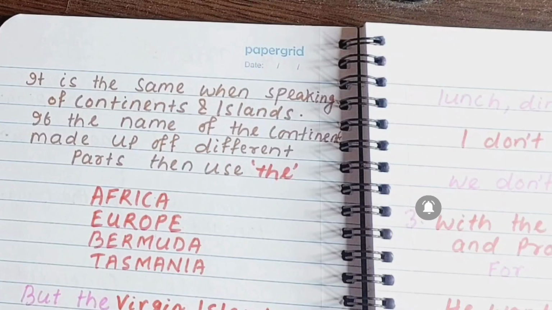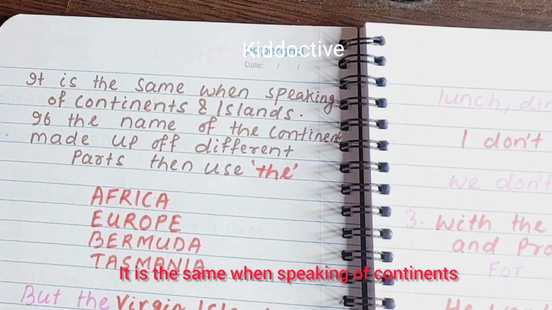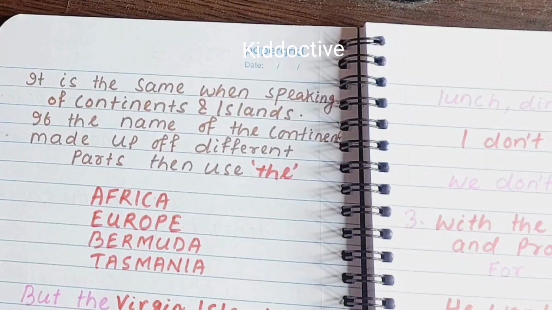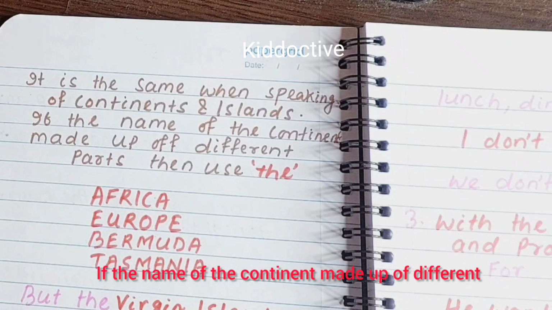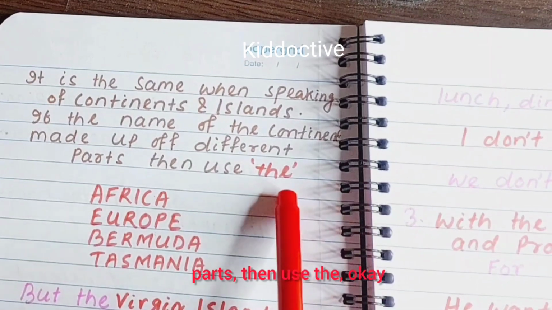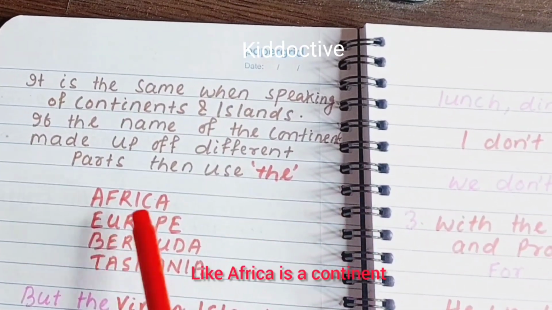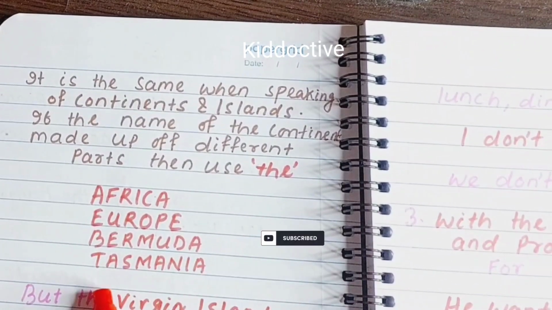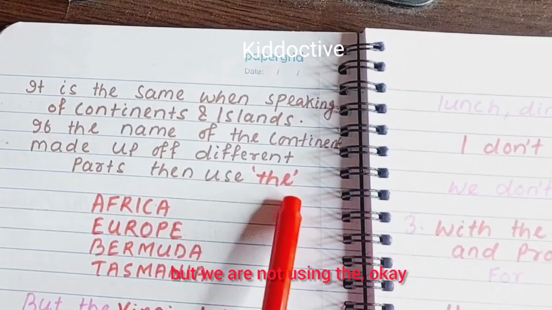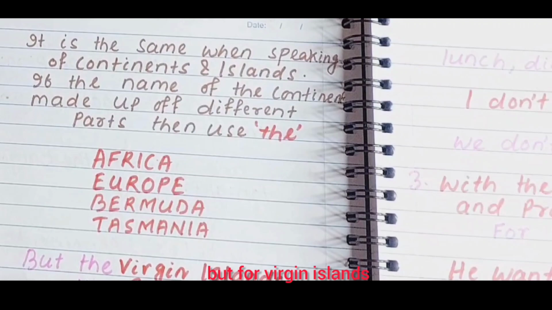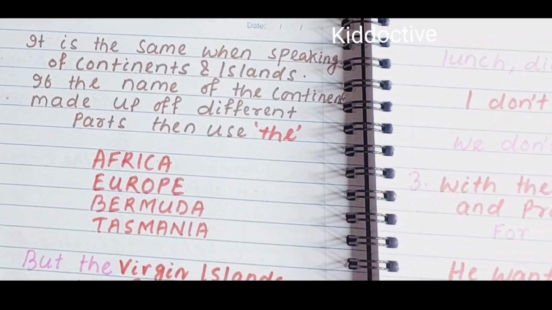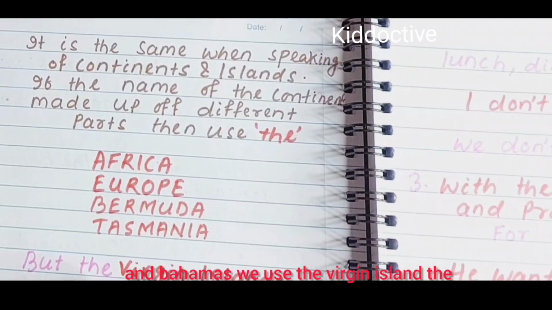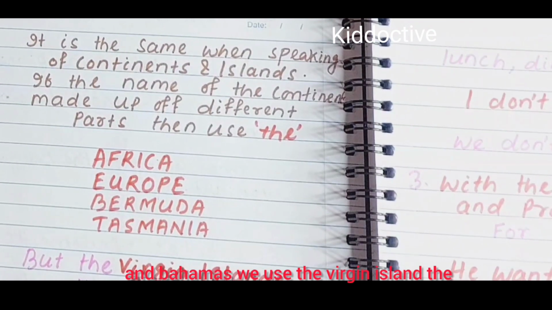Now coming to continents. It is the same when speaking of continents and islands. Like countries, if the name of the continent is made up of different parts, then use the. Like Africa is a continent, Europe is a continent, Bermuda and Tasmania are islands, but we are not using the. But for the Virgin Islands and the Bahamas, we use the.